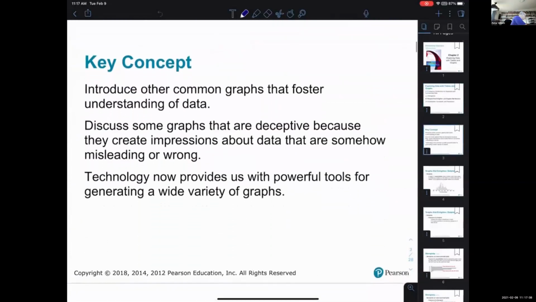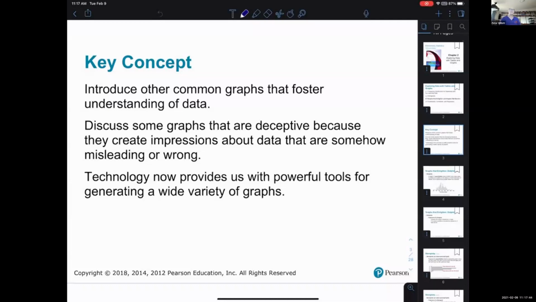So we begin, the key concept is to introduce other common graphs that foster understanding of data. Discuss some graphs that are deceptive because they create impressions about data that are somehow misleading or wrong. And then hopefully have an ability to look at technology because it provides us with powerful tools for generating a wide variety of graphs. And my emphasis will continue to be to use StatCrunch because it makes all the kinds of graphs that we need for this class.